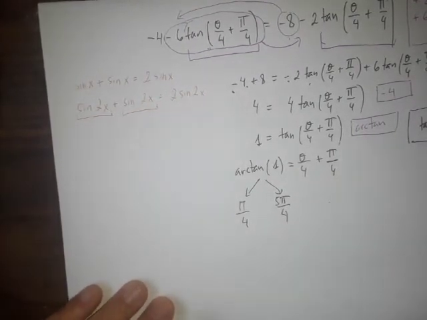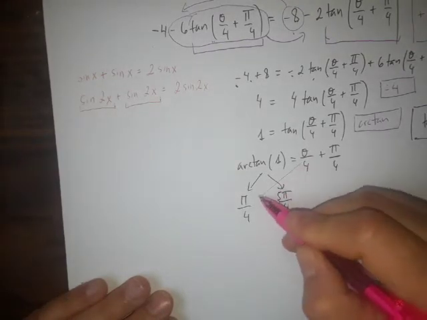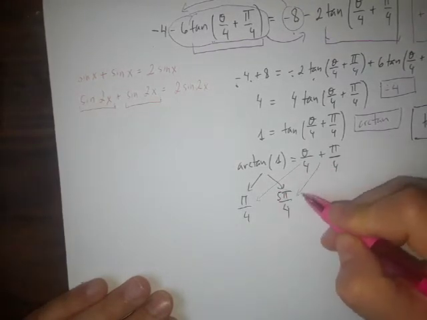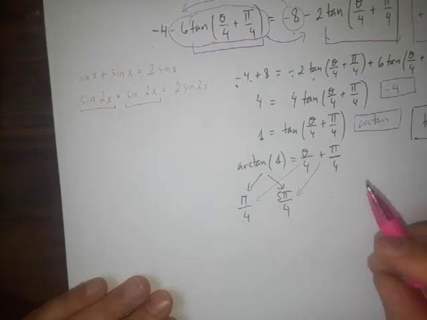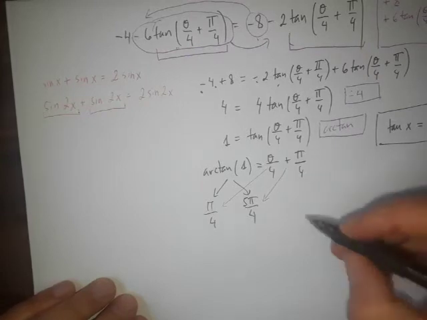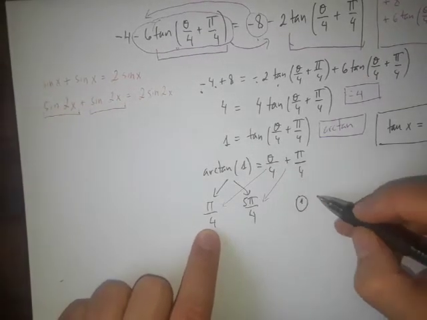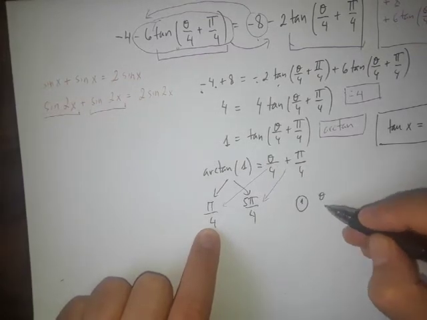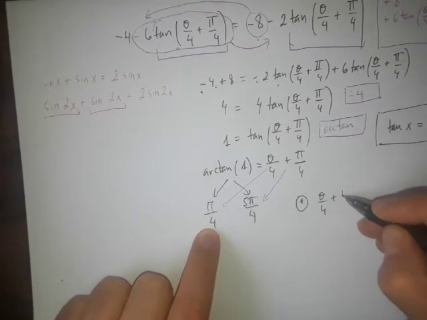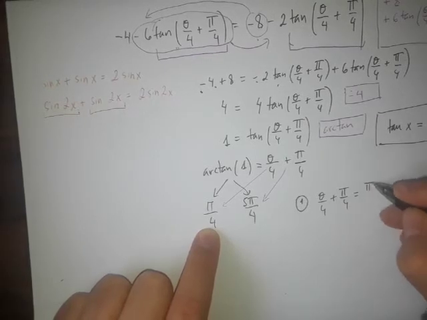Great. And now, as we did before, we have to make this equal to this equal to this, right? So we have two sets of equations. So one, we're going to write a 1 here so we know that this is the first one. So we're going to have theta over 4 plus pi over 4 equals pi.